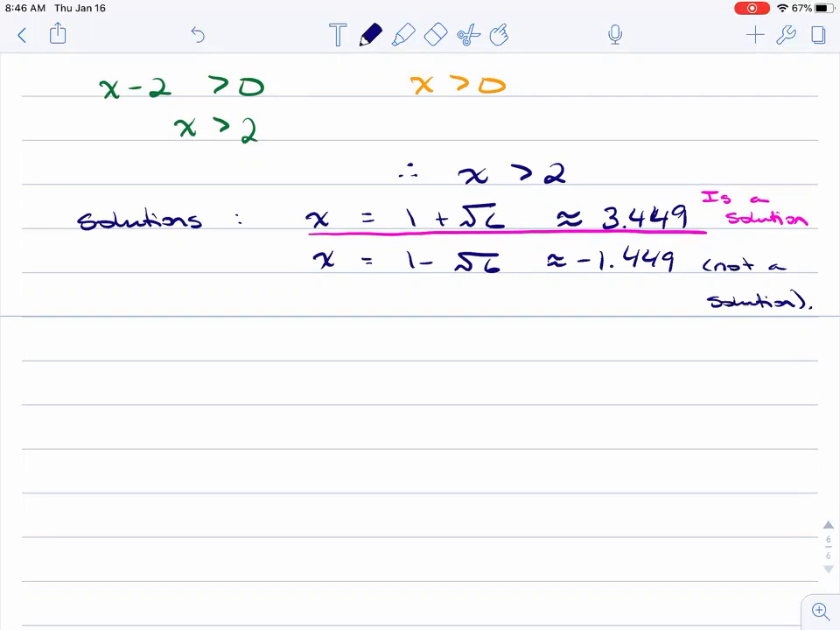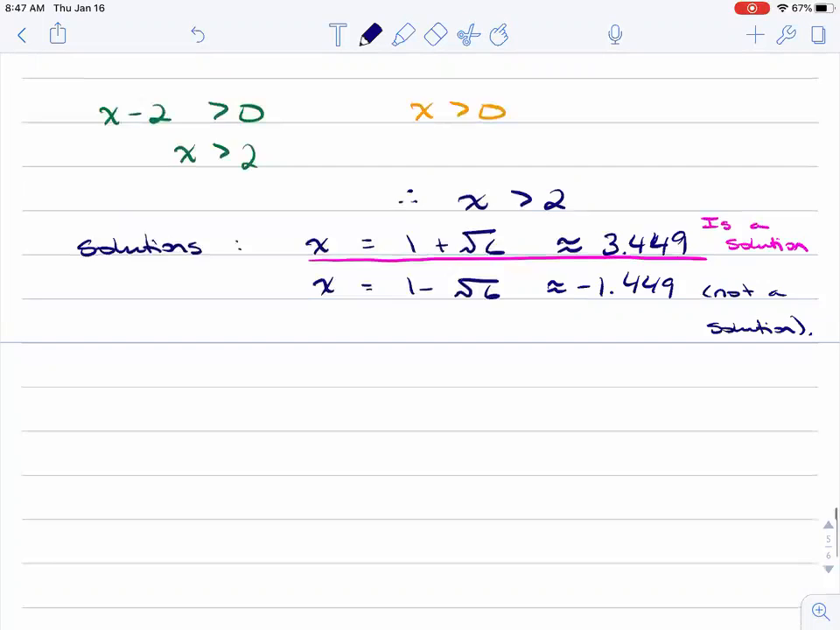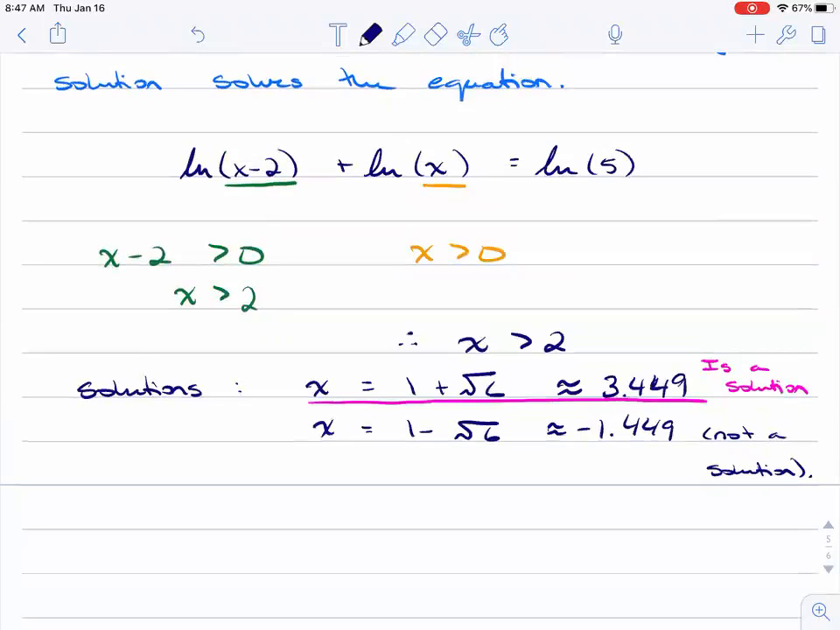So you want to be a little bit careful. Any questions about that? No, I'm just emphasizing why that is. But you do have to tell me the reason one would be a solution, because x has to be greater than 2. But no, you don't have to show both solutions. You could just say, so 1 plus root 6 is the solution. That's fine.